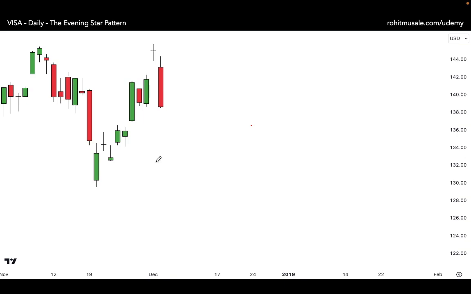In this video, we will look at the evening star pattern. This is a daily time frame chart of Visa. If you look at these three candles, that's an evening star pattern. Now let me discuss the nuances of an evening star pattern. This is not a perfect evening star, and I will explain to you why.